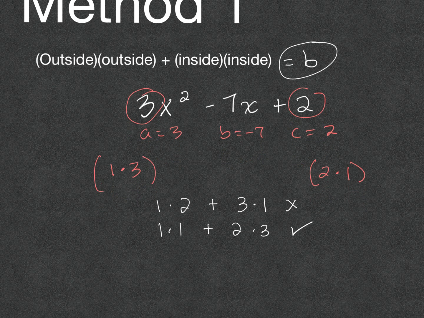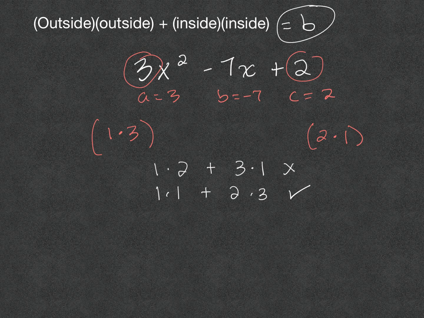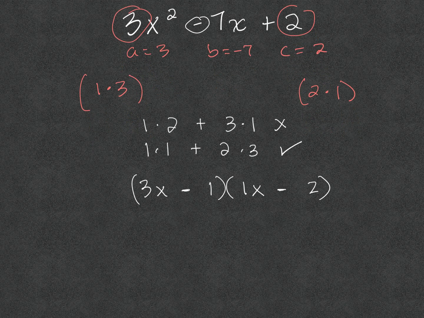Yes. Now, I want the 3 and the 2 on the outside, or they can both be on the inside. So outside times outside, and the 1 and the 1 are going to be inside. Plus inside times inside. Now I know I have an x and an x. I have two negatives because b is negative and c is positive. So negative, negative. Great. So my answer is 3x minus 1 times x minus 2.